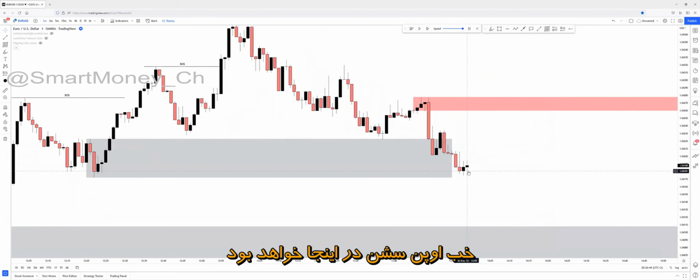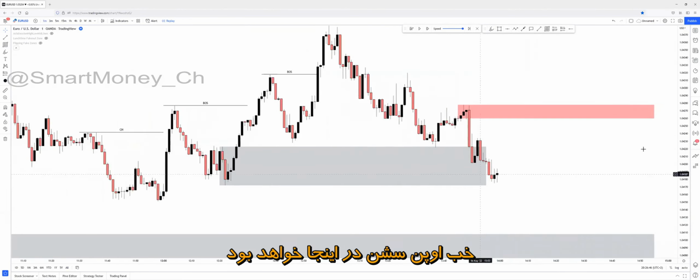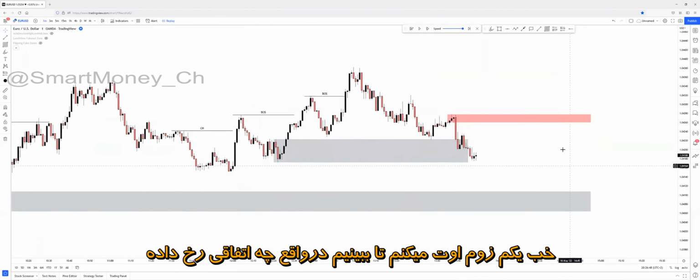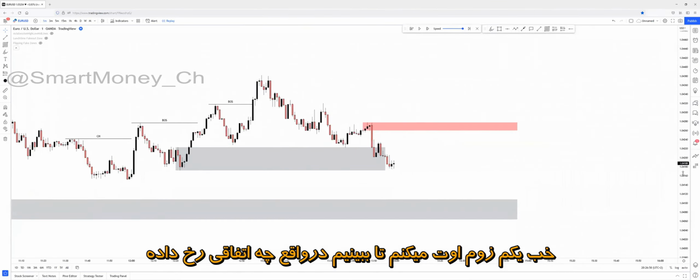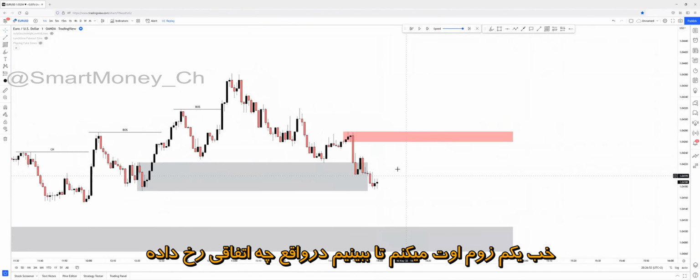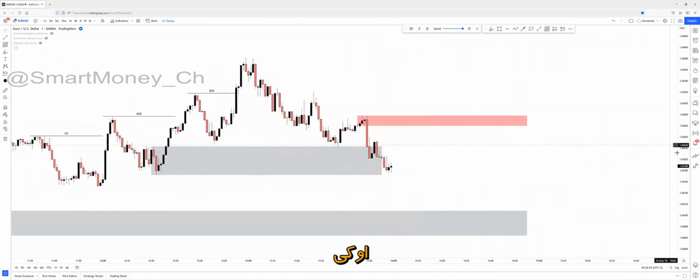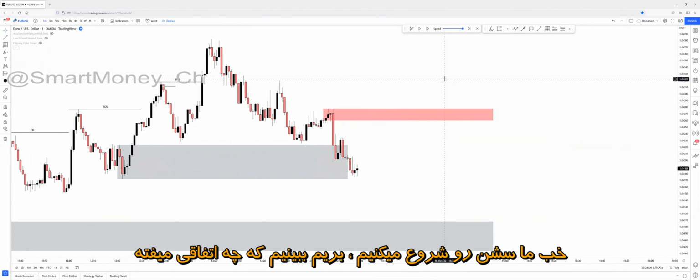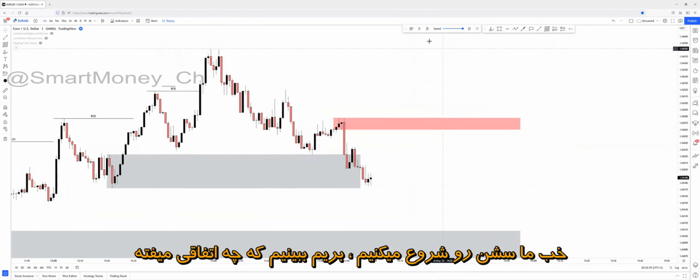Yeah, session open will be here perfectly. I will just zoom out a bit. Let's see what has actually happened here. So we will start the session. Let's see what happens.